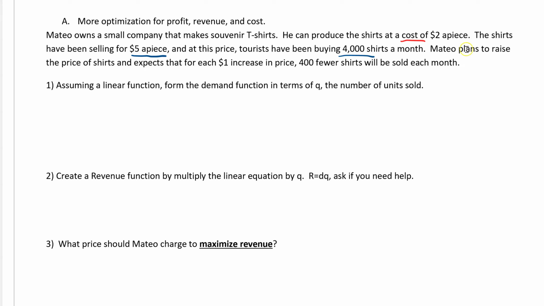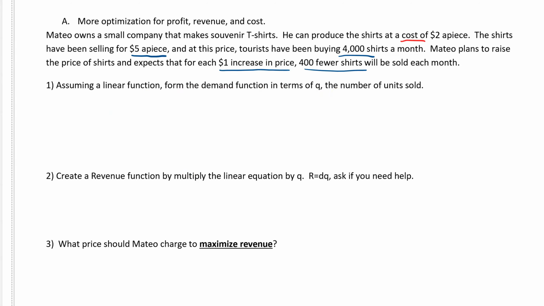And then it says Mateo plans to raise the price of a shirt and expects that for a $1 increase, 400 fewer shirts will be sold. Well, that's a slope. So what we're going to be doing is creating a linear equation off of that because they're giving us a point and a slope. And it says here, assuming a linear function, form the demand function in terms of Q.